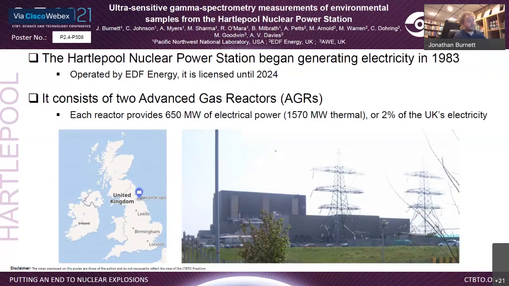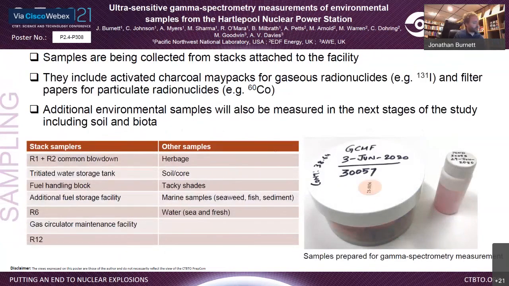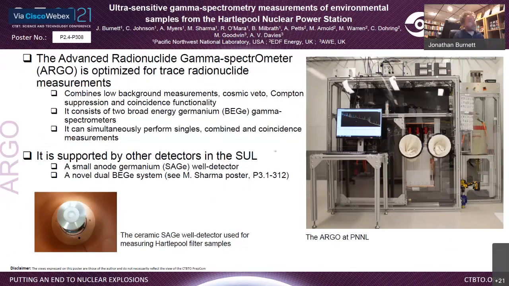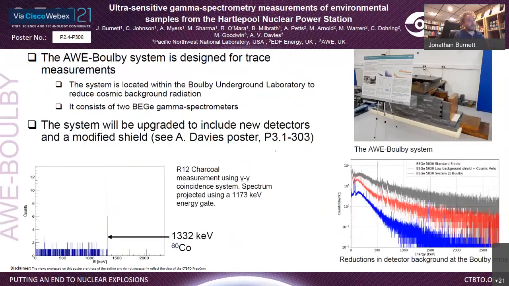Just as a quick summary, the Hartlepool reactor is an advanced gas reactor that started operations in 1983 in the UK and generates about 2% of the UK's electricity. We're receiving samples from a number of positions in the reactor, mostly air filter samples, but also biota samples later on in the campaign. These samples are being measured at the underground laboratory at PNNL, and also at the UK's Boulby mine facility, where there are very sensitive gamma spectroscopy systems. We're looking for a range of different radionuclides. There's a picture of the Argo system, the PNNL system, and also the AWE system.